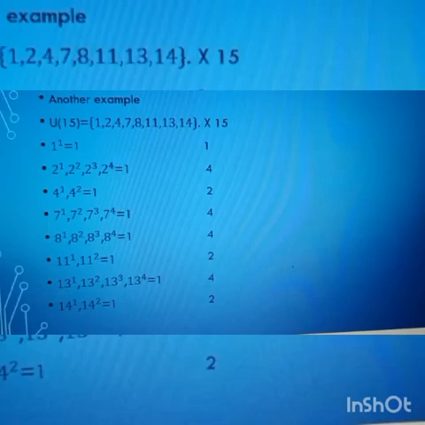Then, 13 to the power of 1 is 13, 13 to the power of 2 is 169, 13 to the power of 3 is 2197, and 13 to the power of 4 is 28,561, modulo 15 is equal to 1. Therefore, the order of the element 13 is 4. Then, the last one is 14. 14 to the power of 1 is 14, and 14 to the power of 2 is 196, modulo 15 is equal to 1.